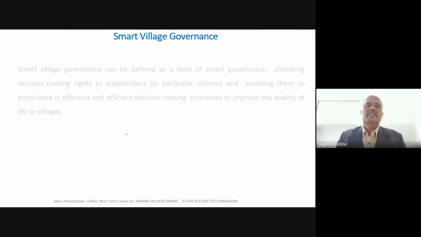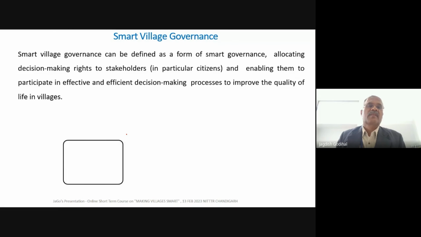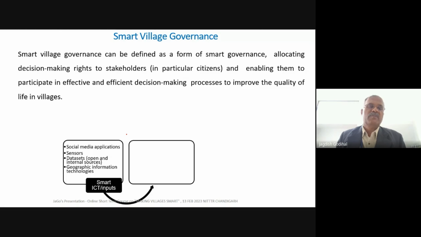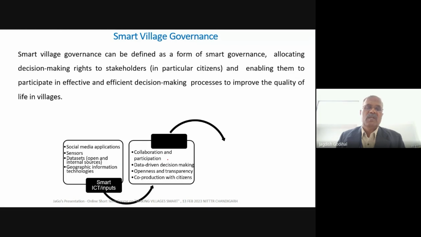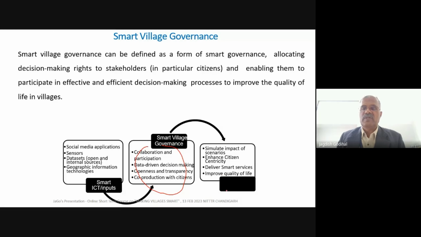So this is the smart village governance. If we look into smart village governance, you are going to have smart inputs: data, sensors, and everything is required. Then you are going to have collaboration and participation, data-driven decision making, openness, and transparency. That should be there in the governance. Then ultimately you are going to get the desired smart outcomes: enhanced citizen centricity, smart services delivered, improved quality of life. This is how exactly smart village governance is going to help you.